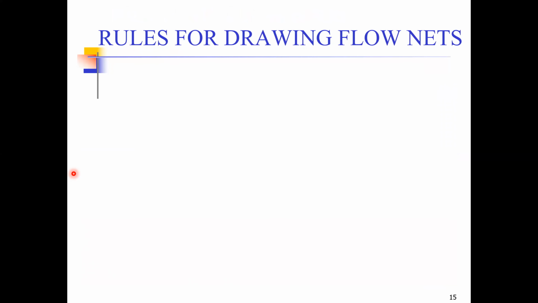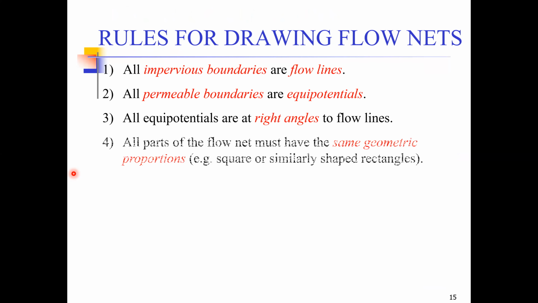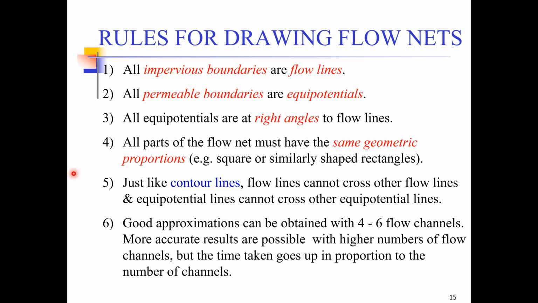So let's bring up a summary of all what we have studied so far, how to draw the flow nets. Point number one, all the impervious boundaries represent the flow lines. All the permeable boundaries represent equipotential lines. The equipotential lines and the flow lines are always at right angles with each other. And the flow nets must be drawn in such a way that they have some geometric proportions, so the shapes that are formed are somewhat like squares or rectangles.